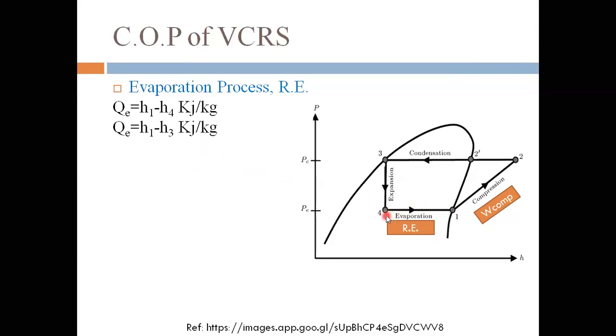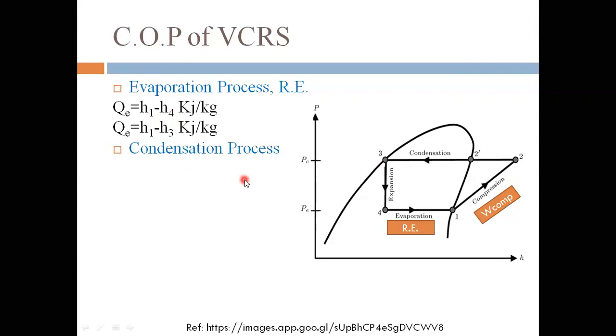Now, at point 4, in the expansion process, the enthalpy remains the same, so we cannot find the enthalpy at point 4 directly. But we know that 3 to 4 is an expansion process where H3 is equal to H4. So we can write H1 minus H3 by replacing H4 with H3, because in the expansion process the enthalpy remains the same, that is, 3 and 4 are the same. So H1 minus H4 is equal to H1 minus H3.